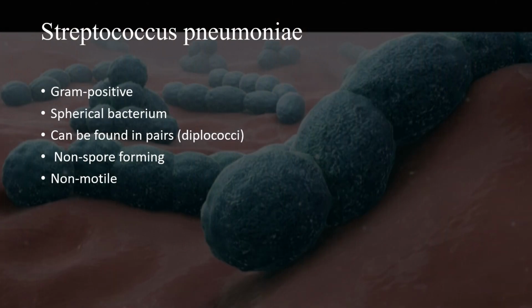Start by talking about the bacteria that causes acute bacterial rhinosinusitis, which is Streptococcus pneumoniae. Streptococcus pneumoniae is a gram-positive spherical bacterium that can be found in pairs, which are called diplococci. This bacteria is also non-spore-forming and is non-motile.